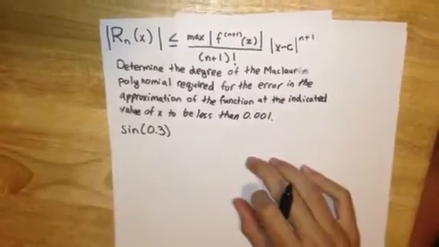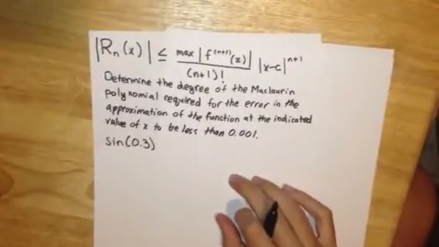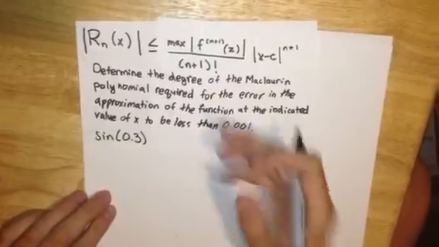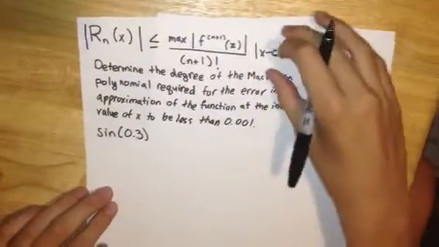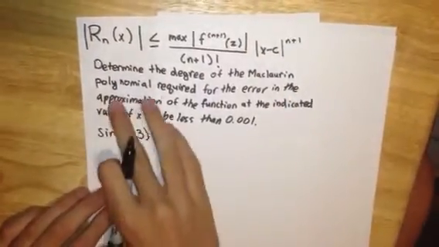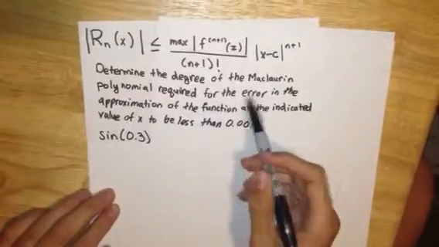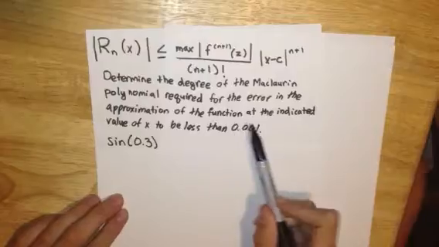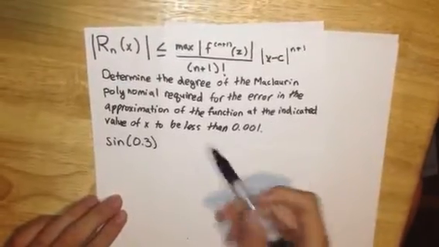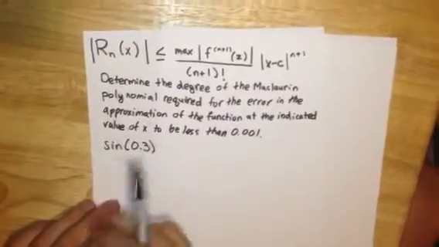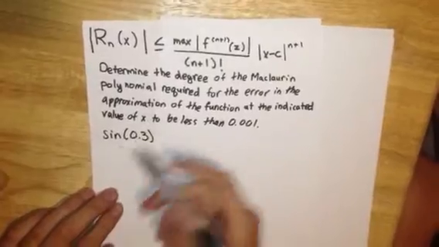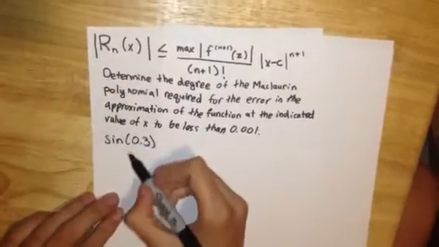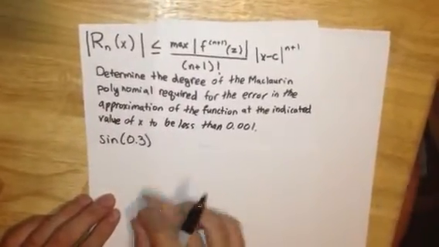Alright, today we're going to be doing a practice problem for Lagrange error bound. So this is the formula, that's Lagrange error. And then our problem is: determine the degree of the Maclaurin polynomial required for the error in the approximation of the function at the indicated value of x to be less than 0.001. So this is our function, sine, and our indicated value of x is 0.3.